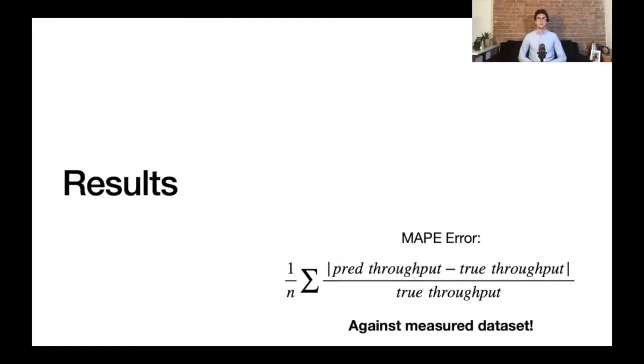So how well does DiffTune work? Let me show you the error of LVMMCA with the default and learned parameters. Our error metric is the mean absolute percentage error, which is the absolute value of the predicted throughput minus the true throughput, divided by the true throughput, against the dataset from Beehive. So all we're looking at is whether the parameters lead LVMMCA to have low error.